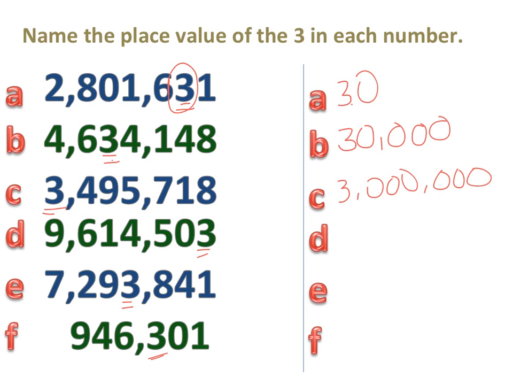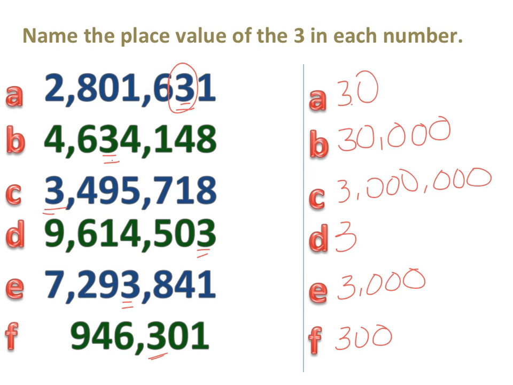What about the 3 in my next number? That 3 is in the ones place. It's just 3. What about the following one? Where's that 3? Did you say thousands place? 3 thousands or 3,000. And finally, this last 3. Did you say hundreds place? Very nice. It is 300.